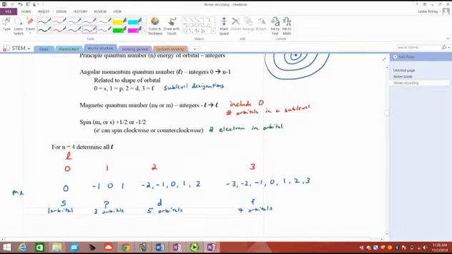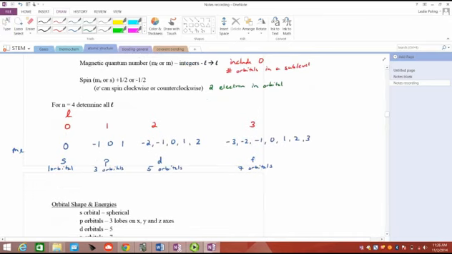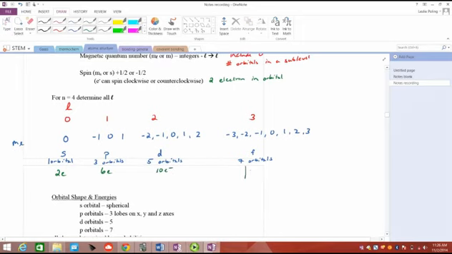And since through our m sub s we learned that there are 2 electrons per orbital, that means we can have a maximum of 2 electrons, 6 electrons, 10 electrons, and 14 electrons. Okay? Check those regions on the periodic table, and you'll see that's exactly the number of columns in each section.